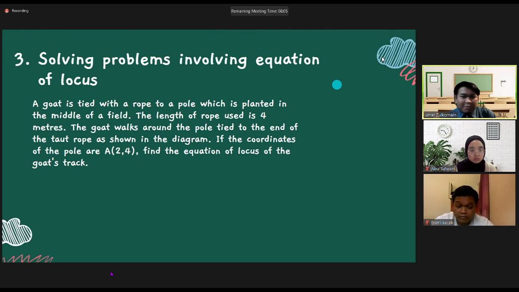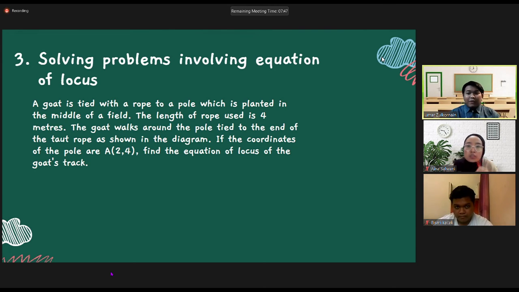This might be a very quick one. A goat is tied with a rope to a pole which is planted in the middle of a field. The length of rope used is 4 meters. The goat walks around the pole tied to the end of the rope as shown in the diagram. If the coordinates of the pole are (2, 4), find the equation of the locus of the goat.